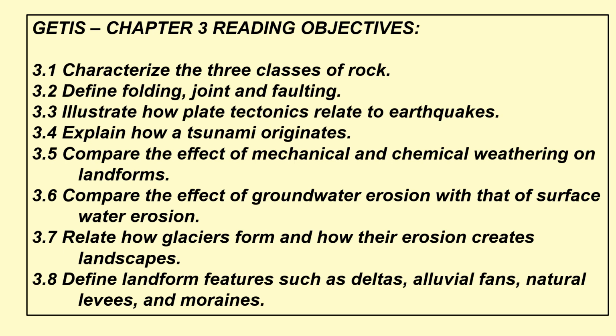Look at groundwater erosion, how that's different than surface water erosion. There's a term for that. Also, let's take a look at glaciers and how ice is an erosional agent and creates particular landscape. And then also we'll take a look at the landform features such as deltas, alluvial fans, natural levees, all these things deposited by running water, and then back to moraines. That goes along with glaciation.